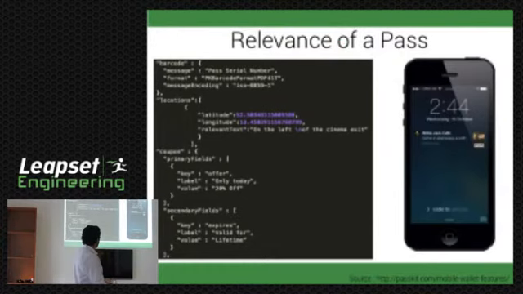So passes are very nice. It can store all the information you want, movie tickets and things like that. Another feature of this pass is that the pass is intelligent enough to let you know when your pass becomes relevant.